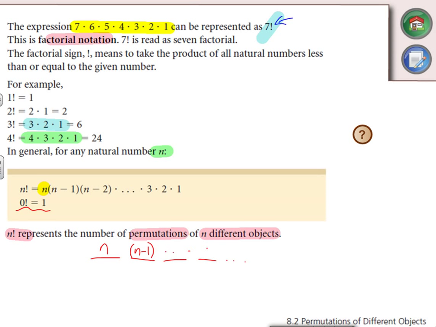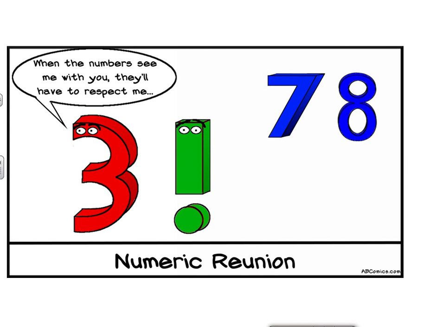So when we look at a number, we say, ooh, that's just a 3. But now we slap a factorial on the end, and that gives it some respect. That's a 3 factorial. So like this, numeric reunion. When the numbers see me with you, they'll have to respect me.